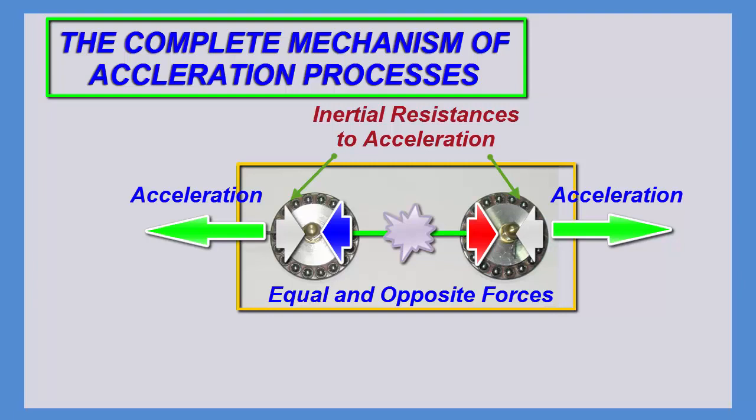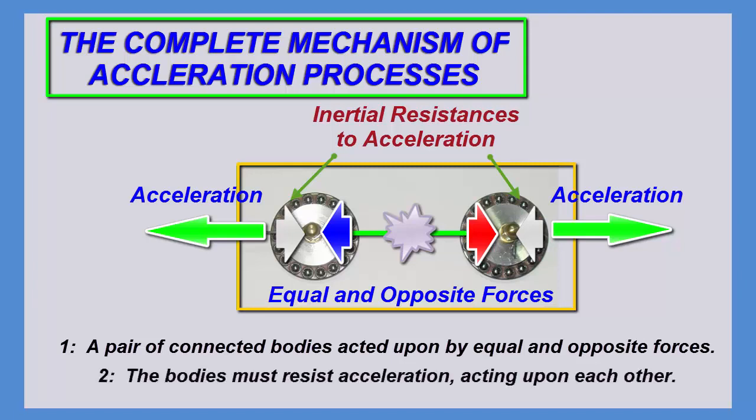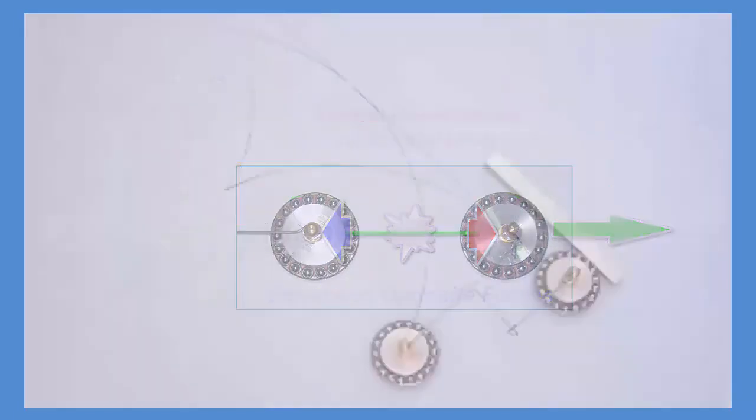Two basic conditions for acceleration are stated by Newton's three laws together. The first condition is a pair of connected bodies acted upon by a pair of equal and opposite forces. The second condition is the inertial resistance of the bodies to acceleration, acting upon each other. In accordance with Newton's commentary to the definition 3, Book 1, the Principia.